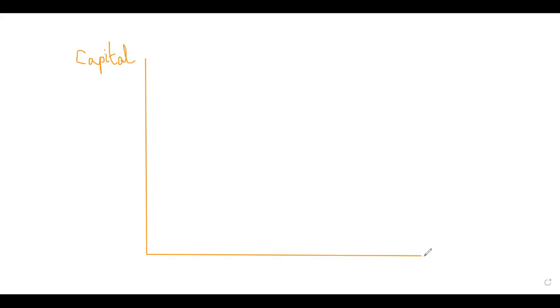And on the x-axis over here, you will have the quantity of labor that a firm is willing to employ. So you have units of labor on the x-axis and quantity of capital on the y-axis. Okay. Now, the first thing that we're about to make on this graph is the isocost.